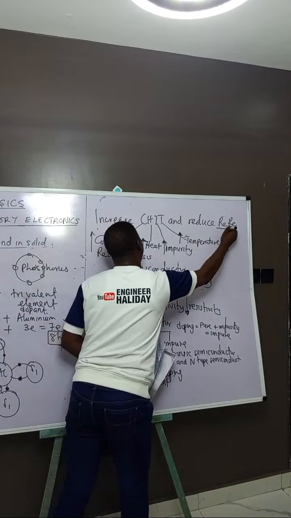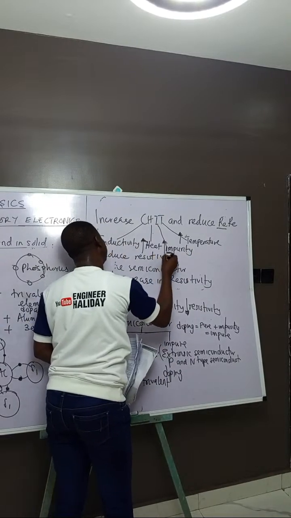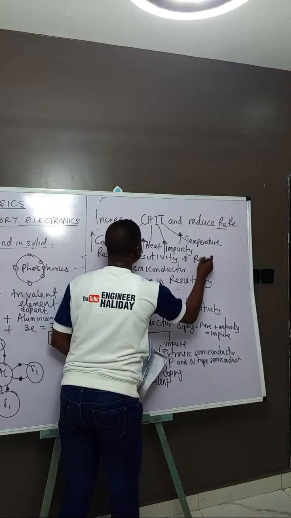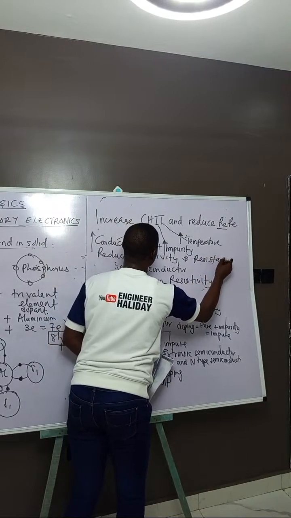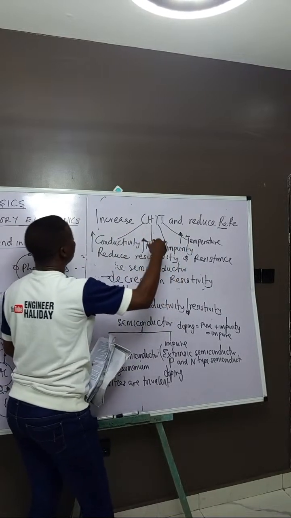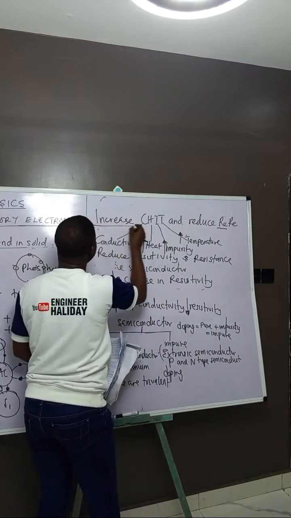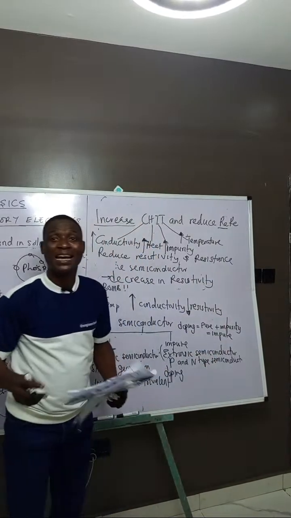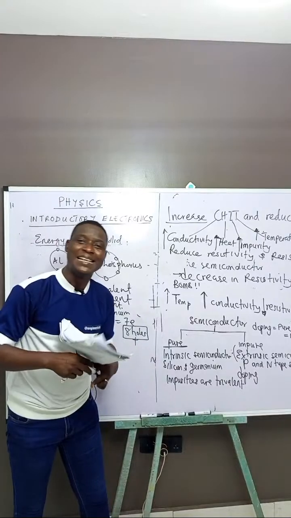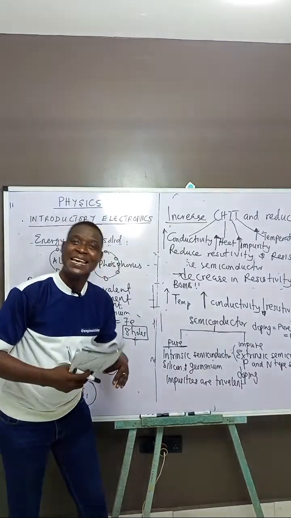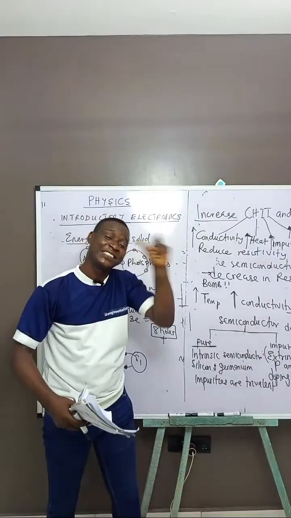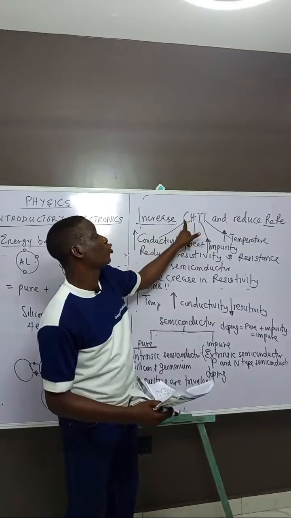Resistivity. The first rare is resistivity. And the second rare is what? Resistance. So increase sheet, reduce rare. If there's anything to take home, I think that one is a very good point. Increase what? Sheet. Repeat after me: increase sheet, reduce rare. Increase sheet means increase what? Conductivity.